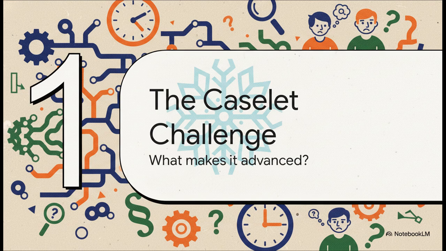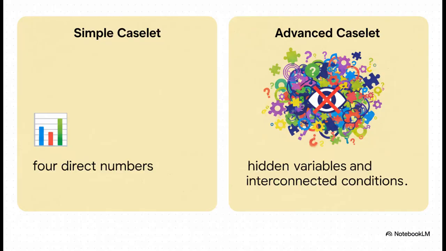Let's look at why these things are so incredibly tough. To really get this, let's contrast your standard caselet with an advanced one. A simple caselet might just hand you 4 direct numbers and ask for a super straightforward percentage. Easy enough, right? But an advanced caselet throws 3 absolute nightmares at you. First, hidden variables, meaning the data isn't direct at all. You literally have to infer it.